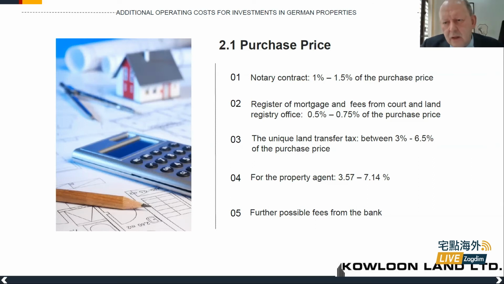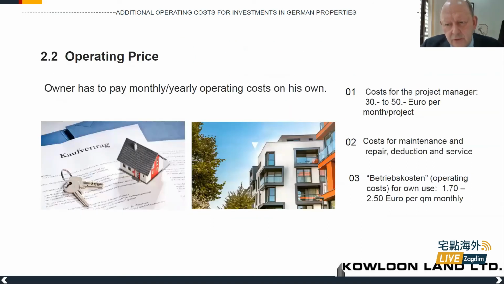Okay, thank you. Now we can start to go to the next area. What is very important here for your calculation are the operating costs, after you are the owner, which are coming monthly or yearly to the investor.